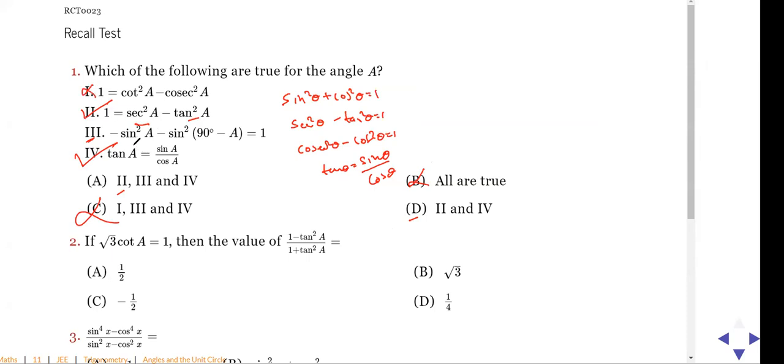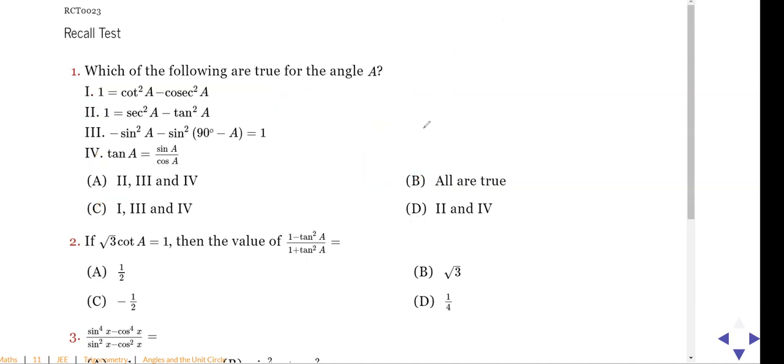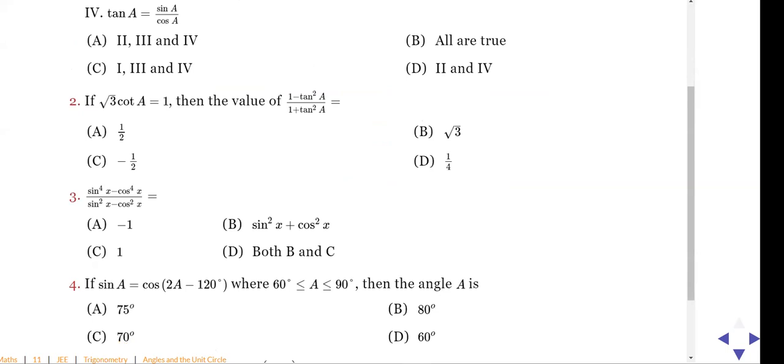Now the third one. So minus sin square theta, or what is this? Sin square 90 minus theta. Sin square 90 minus theta is cos square theta. So it is minus cos square theta is equal to 1. That is also wrong because sin square theta plus cos square theta is equal to 1, not minus sin square theta minus cos square theta is equal to 1. Got it? Samajh mein aa gaya? The answer kya ho jayega? D. Clear? Okay. Next one.